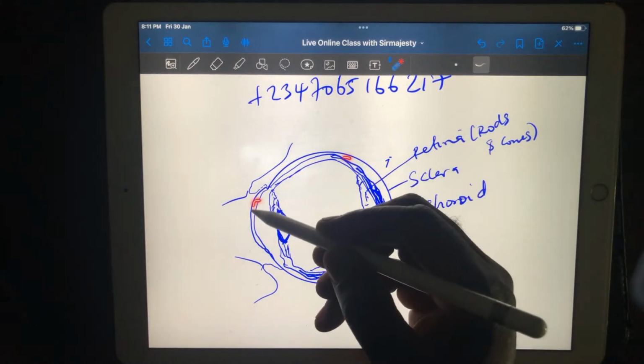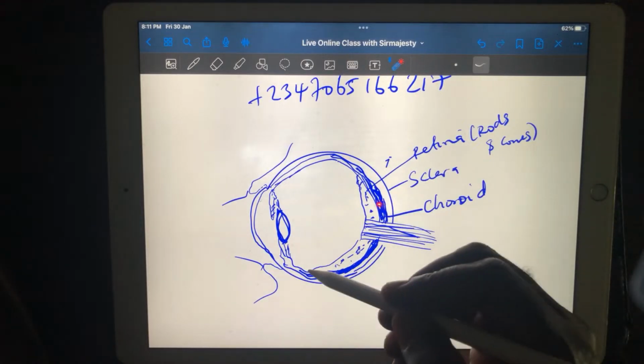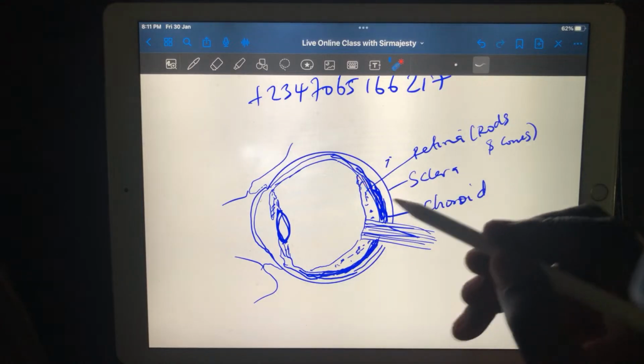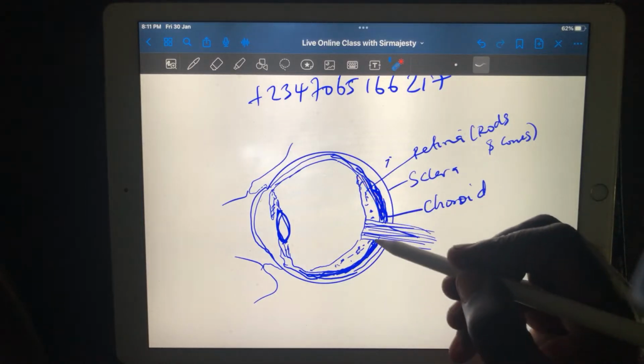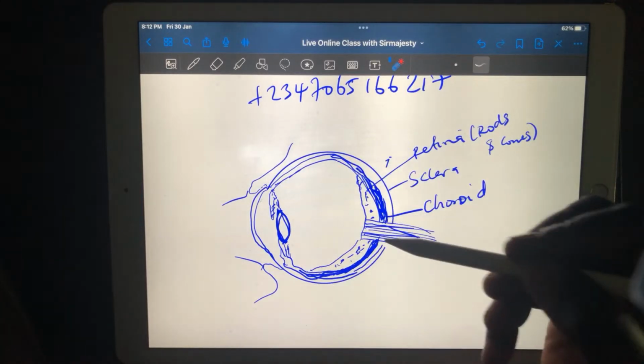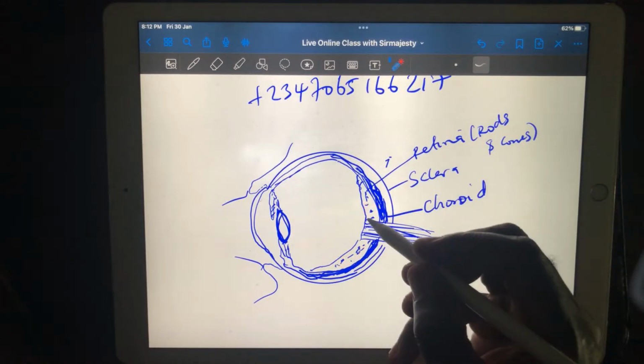So I've indirectly taught you the functions of the three layers of the eyeball: sclera, protection, and the sclera forms the cornea anteriorly. Then the middle layer is the choroid layer, which absorbs excess light; it is the dark pigmented layer. It contains melanin, and it prevents the internal reflection of light, preventing eye shine. Then the retina is the photosensitive layer, where images are formed.